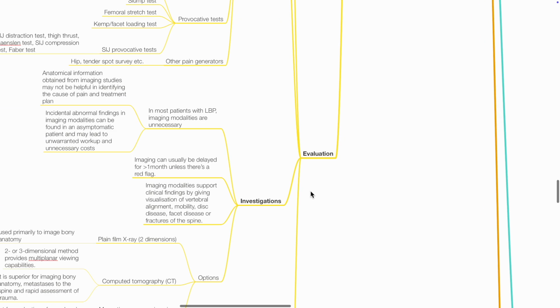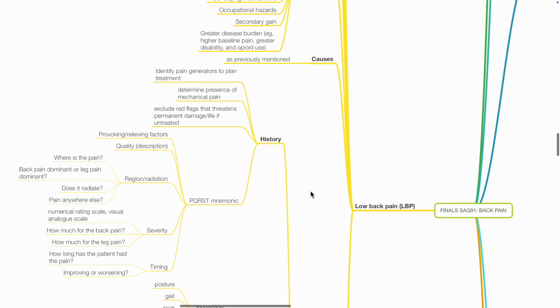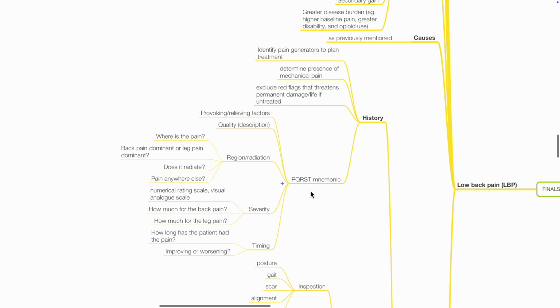Evaluation of low back pain. From the history, identify pain generators to plan treatment. Determine the presence of mechanical pain. Exclude red flags and yellow flags. The PQRST mnemonic is useful to take a history for back pain, which includes P for provoking or relieving factors, Q for quality of the pain, R for region and radiation, S for severity, and T for timing.